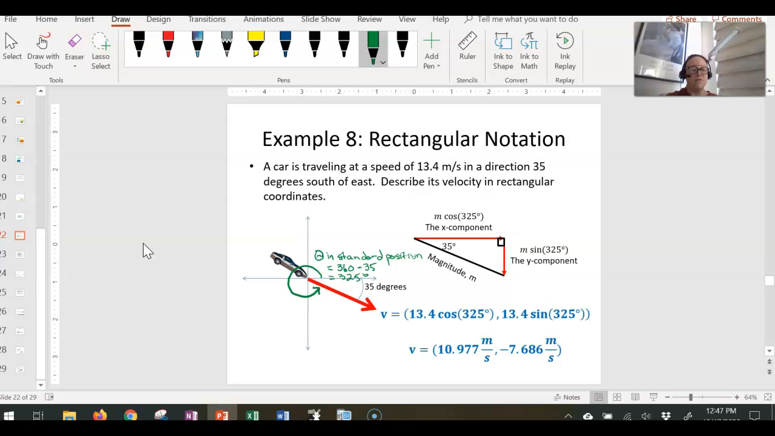So I place the vertex of the vector at the origin and I start at the positive x-axis and rotate counterclockwise until I bump into the vector. So it's shown in green here in this diagram. I had to move 325 degrees around this circle before I ran into this velocity vector. So the angle is 325 degrees in standard position.